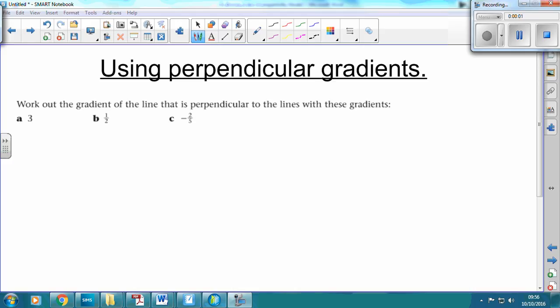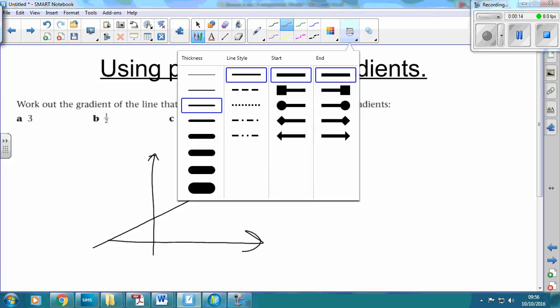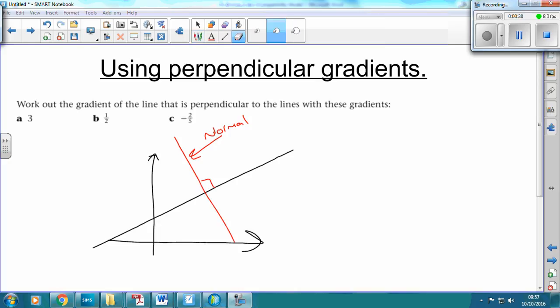Okay, the final part of this chapter is looking at perpendicular gradients. Now, if you've got a line which goes up in this direction, and then you've got a perpendicular line, i.e. where you've got right angles, then this line here is what you call the normal. So you've got a line which is at right angles to an existing line, that is called the normal line. And there's one key difference, and that's obviously the gradient.